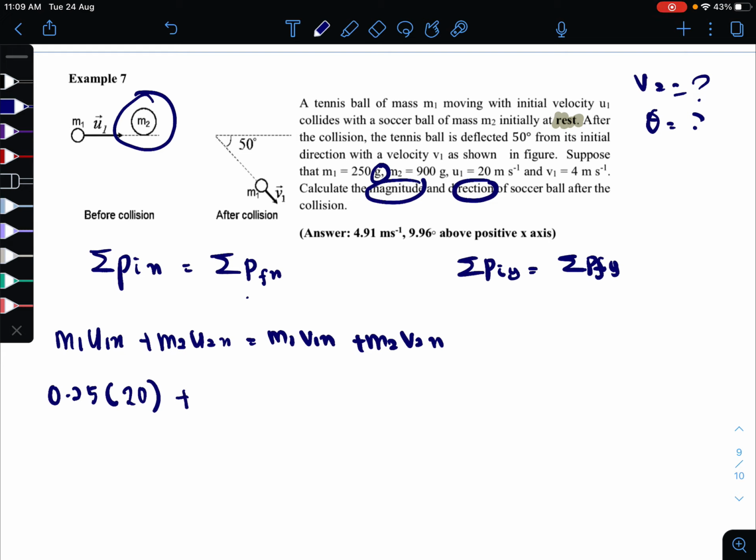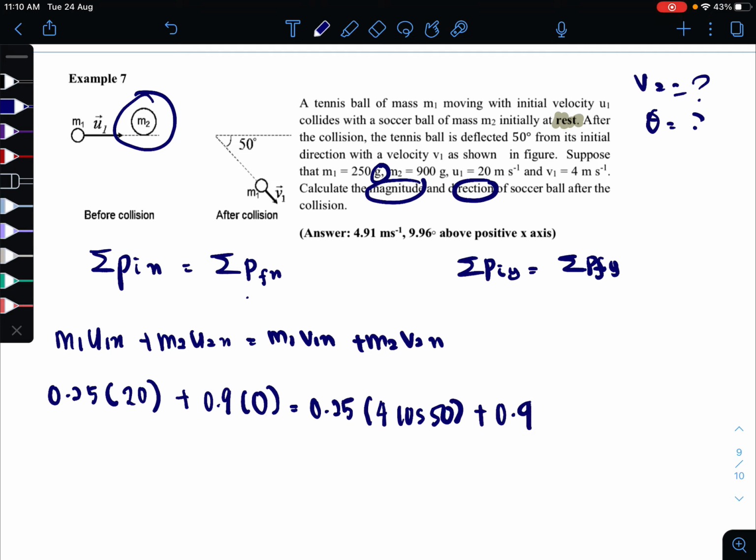20 and then plus M2, which is 0.9 kg. Initially it is at rest, so 0. Tiada pergerakan along X maupun Y. And then M1 is 0.25, V1 along X. So this is my V1. Kita nak along X, so dia akan jadi V1 cos theta. Right, so V1 is given as 4 cos 50 here. Alright, and then campur dengan 0.9 V2X.